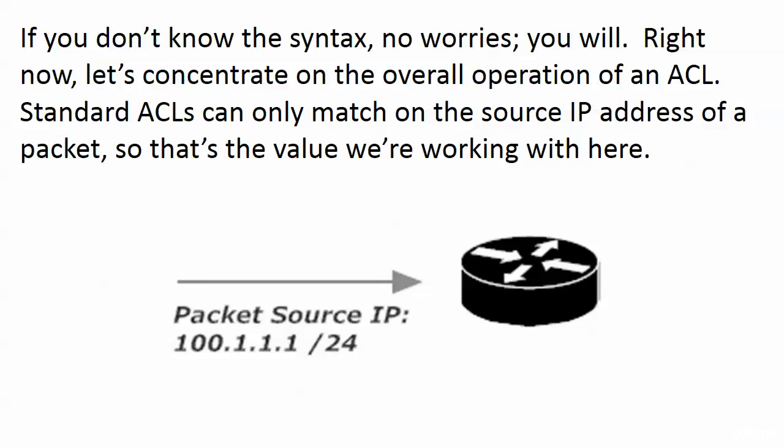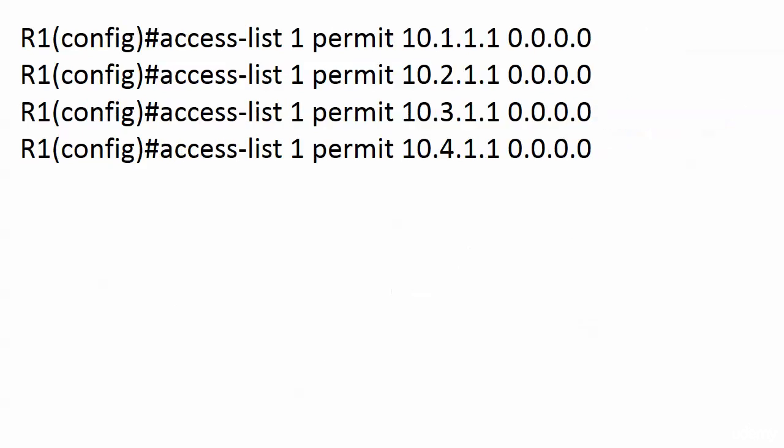Well, that's where the implicit deny comes in, because here we have a standard ACL. And one thing about standard ACLs, I'll get a little ahead of ourselves here, they can only match on the source IP address of a packet. That's it. It's very standard. We don't have a whole lot of options here.